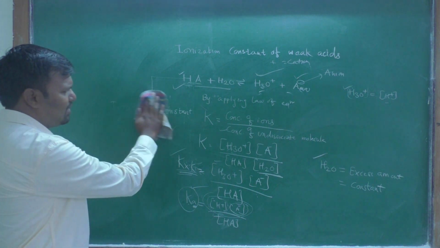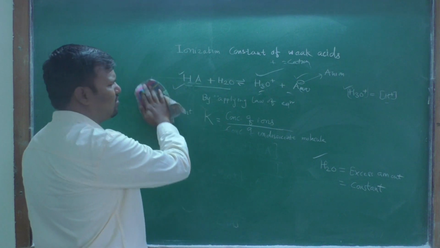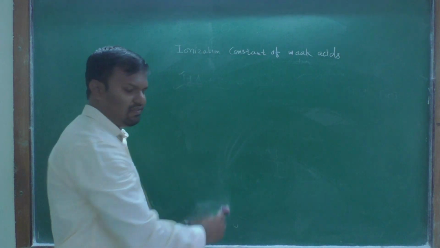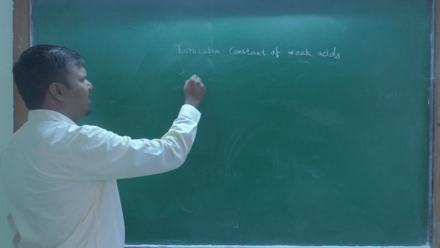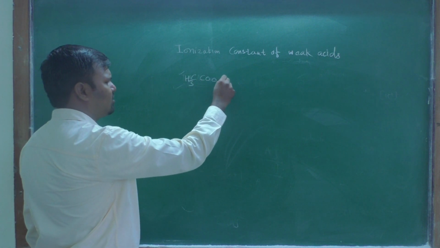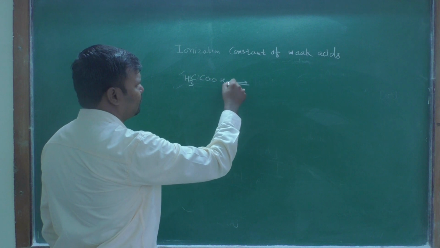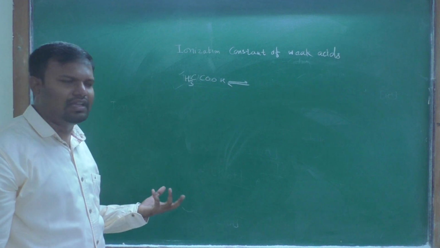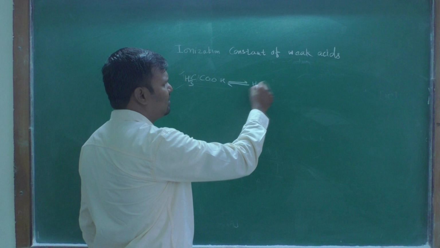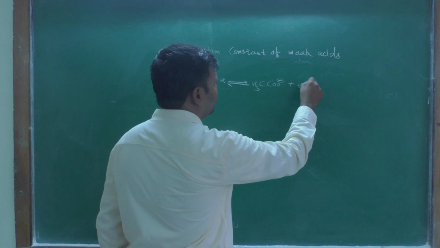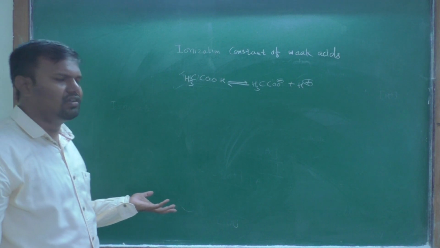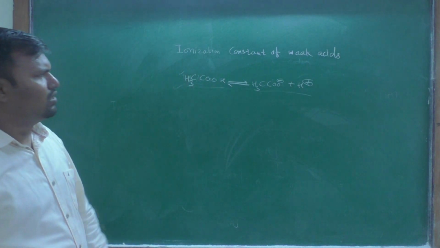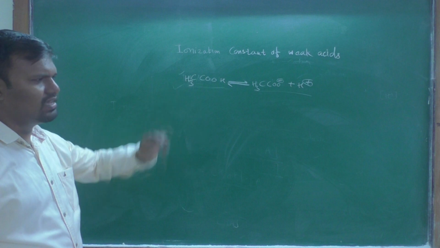Now we will take a specific example. This was general; now for the specific example, suppose CH3COOH. We write its dissociation directly as CH3COO- and H+. We already found the formula of K: the concentration of these ions upon the concentration of the undissociated acid.